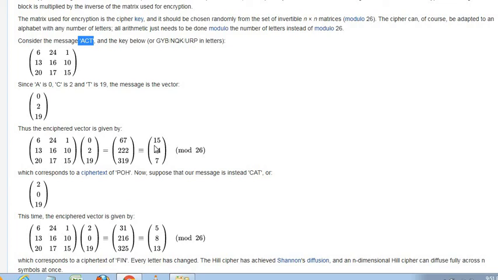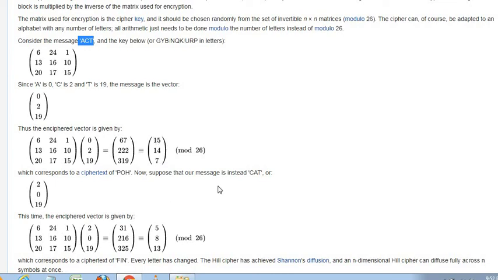What is the ciphertext? Ciphertext is nothing but this part. This part is termed as the ciphertext. The ciphertext is POH, where H is 7, O is 14, and P is 15.